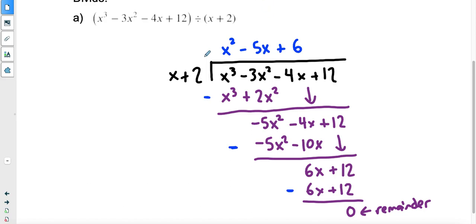And now my answer here is just going to be this expression at the top: x squared minus 5x plus 6. I don't need to add anything to this expression because my remainder here is 0.